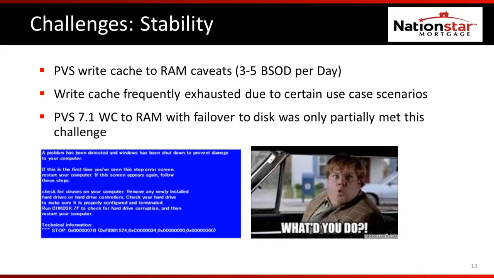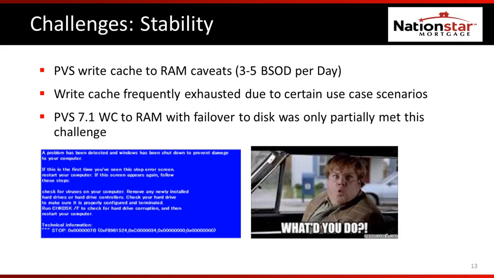We did upgrade to PVS 7.1, and we did utilize the newest write cache methodology that was available to us in 7.1, and that was the write cache to RAM with failover to disk. And we did find this better. It did make some improvements, but it really didn't finally and completely solve this challenge for us.